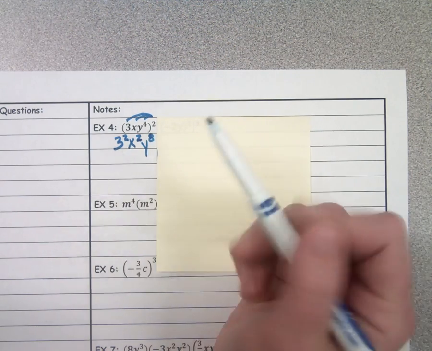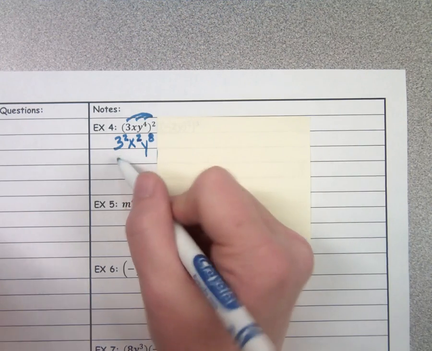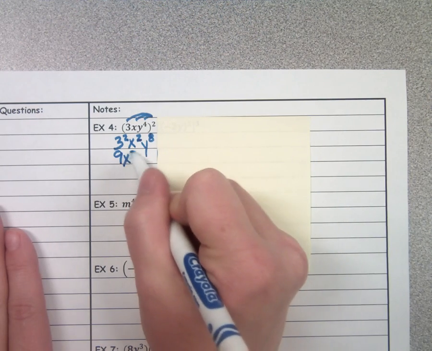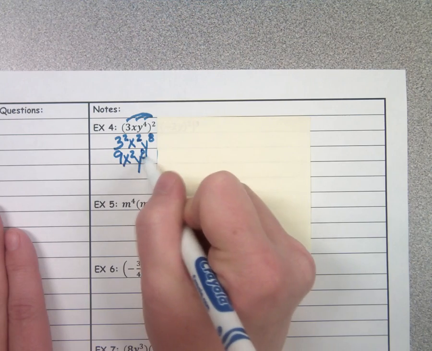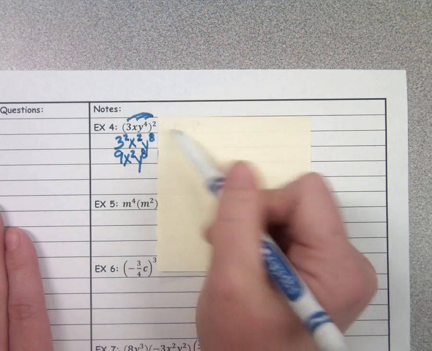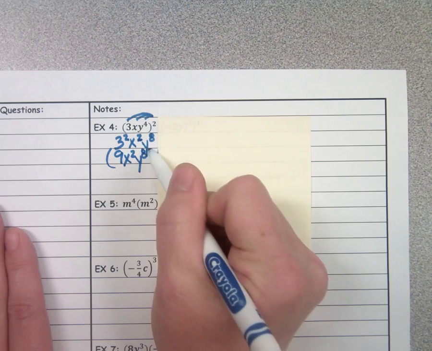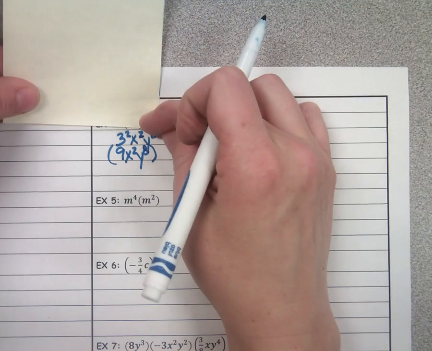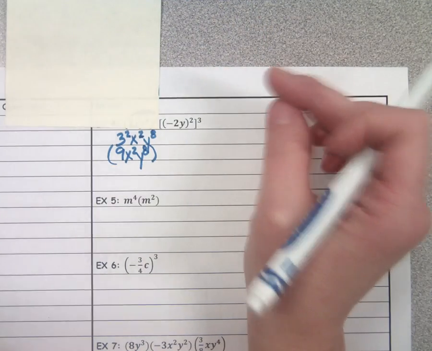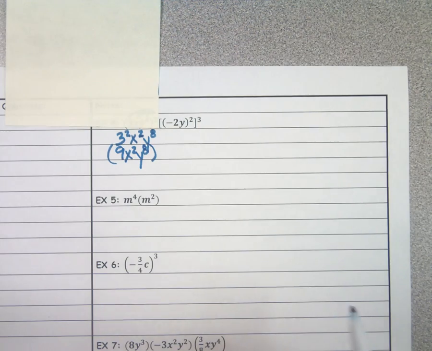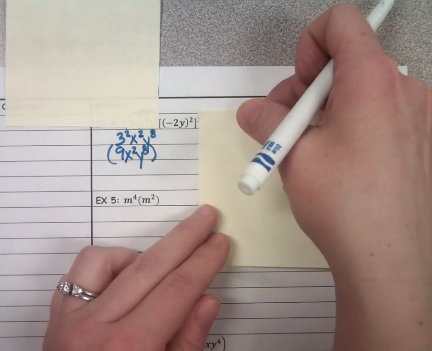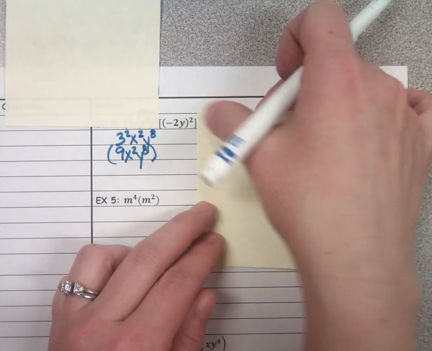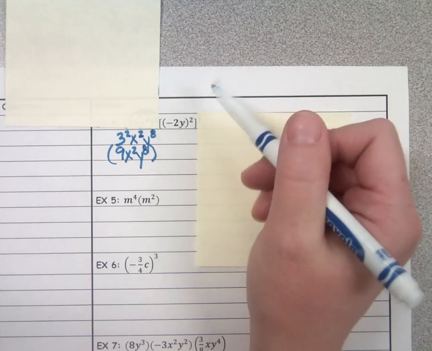How much is 3 squared? 3 times 3. 9, so it's 9x squared y to the 8th. Okay, because I have something back here to multiply it with, I'm going to go ahead and put parentheses back around it. Okay, now let's work on the back half. Okay, I could do a variety of things here, but I don't want to confuse anybody, so I'm actually going to take care of this inside part first.